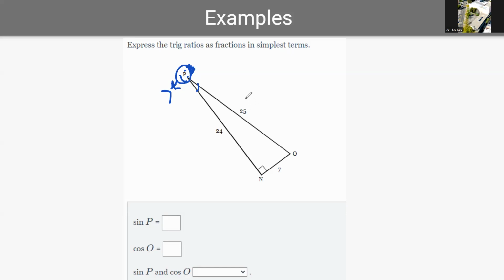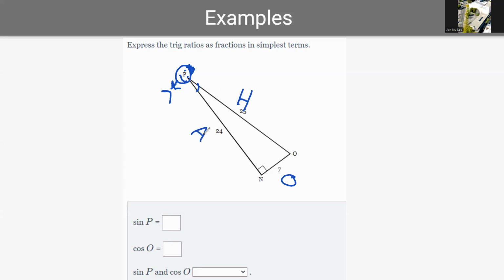25. Yes, it's the hypotenuse. Yeah, because it's opposite the 90-degree angle. Okay? And if you're looking at it from the viewpoint of this angle P, 7 would be your opposite side, and 24 would be your adjacent side, correct?